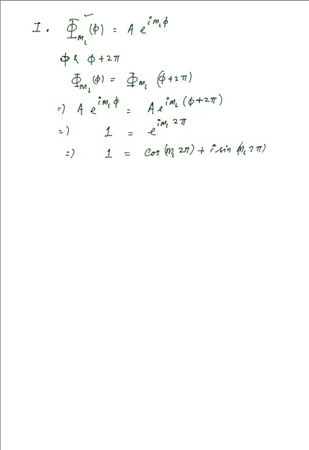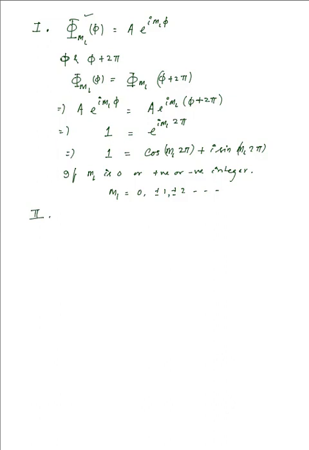And this can only happen if ml is either 0 or a positive or negative integer, and that is ml will be equal to 0, plus minus 1, plus minus 2, and so on. So the constant ml is a quantum number of the atom. Now let's look at the second case.